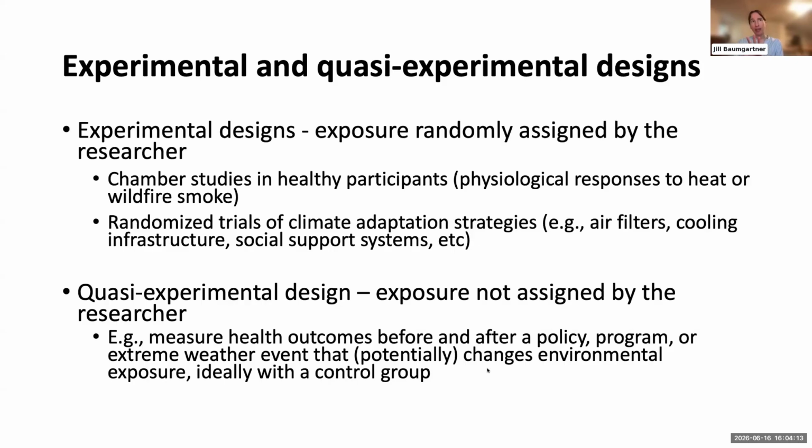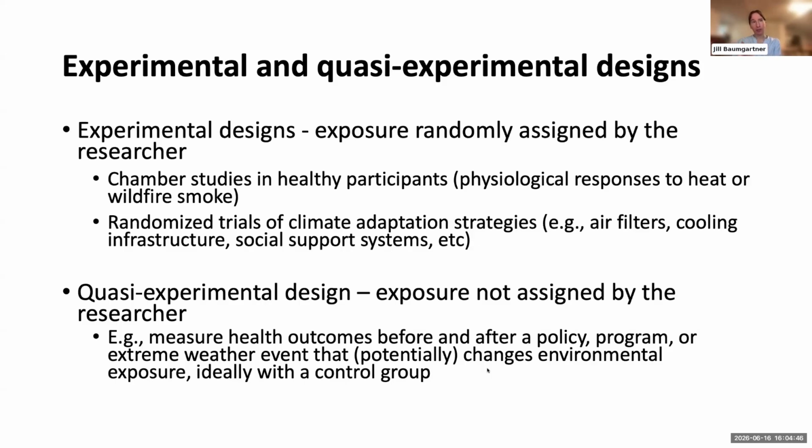So I talked about experimental designs, which are things like chamber studies in healthy participants, where you might look at physiological responses to things like wildfire smoke or heat. You could do a randomized trial of different types of interventions. Maybe you have air filters, or in this case, it might be looking at things related to heat exposure, like climate adaptation strategies.